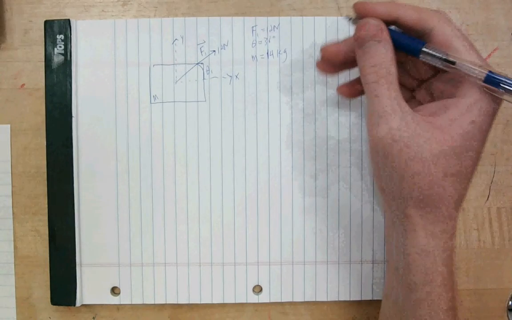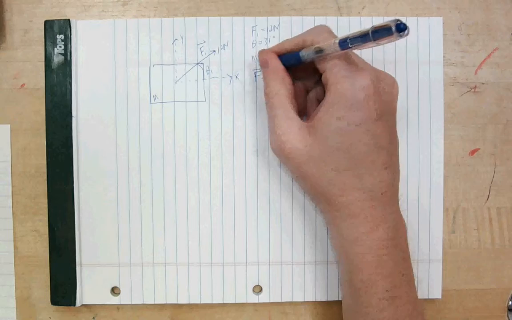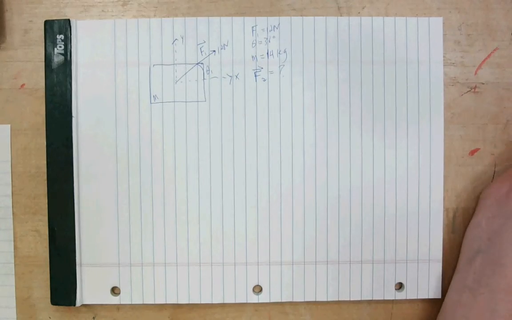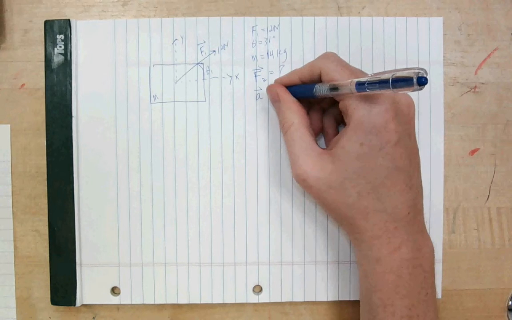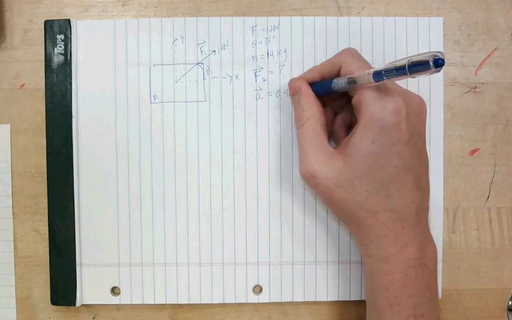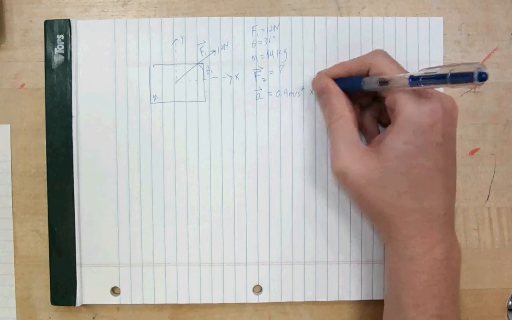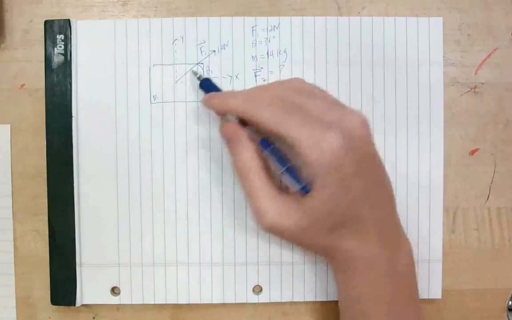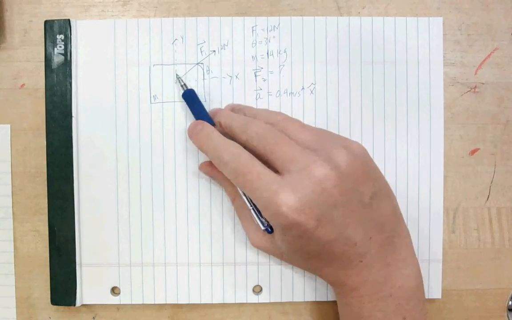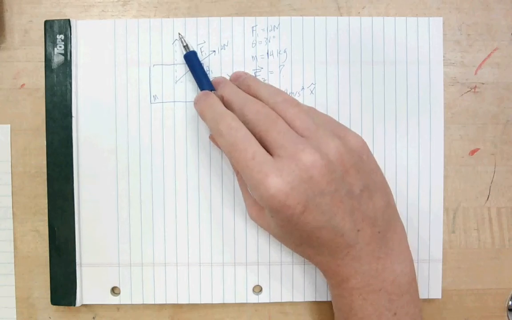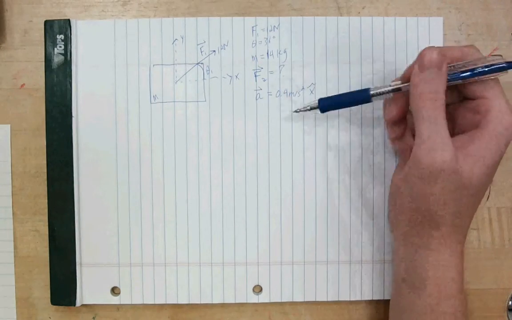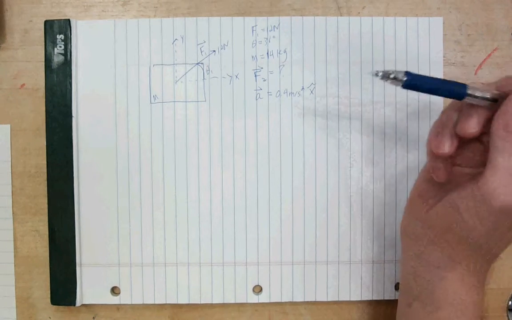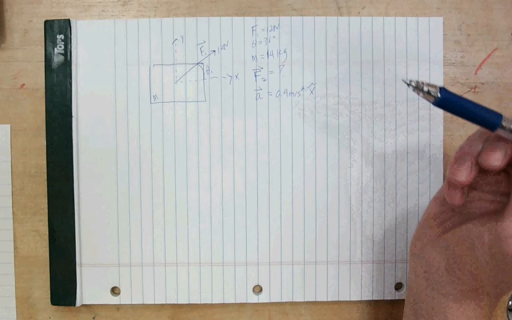I want to apply some mystery second force that creates an acceleration of 0.4 meters per second squared in the x direction only. So I know it's not just this force causing it, because this force would cause an x and y acceleration if applied alone. So I'm going to apply some mystery second force that creates this acceleration.